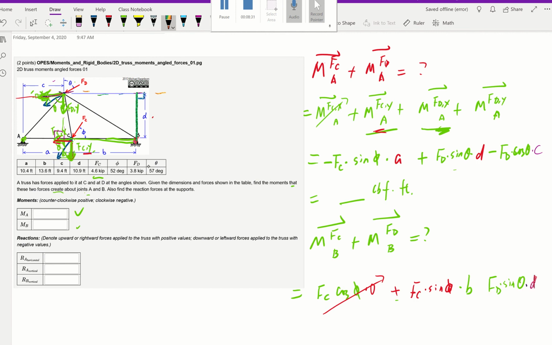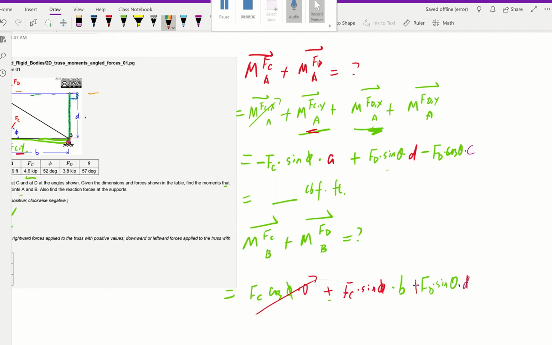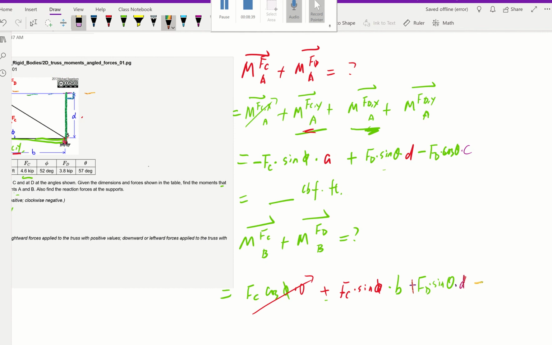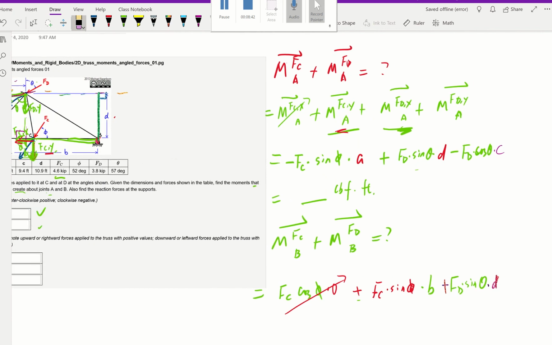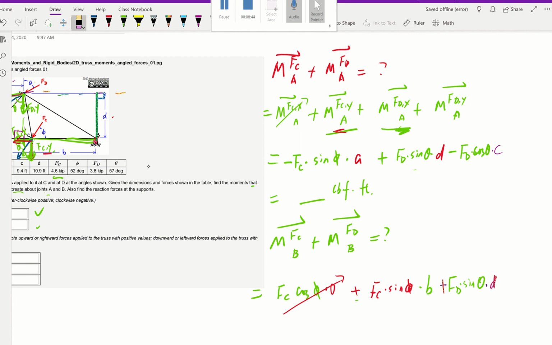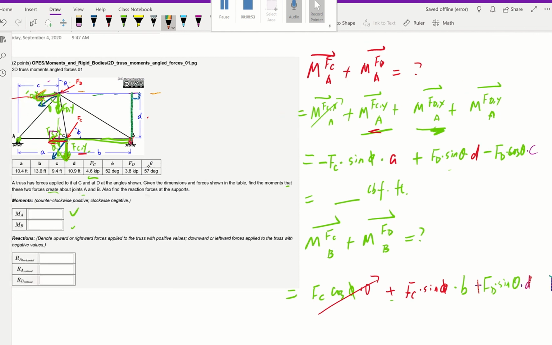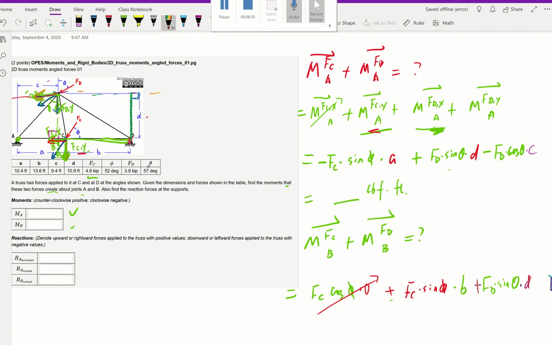And this force rotating about B creates a counterclockwise, so that's going to be plus. Now we're thinking about the Y direction. Y direction is FD times cosine theta. But what would be the moment arm? So it's this force rotating about B. And the moment arm, from here perpendicular to that force, would be that distance. That distance will be what?